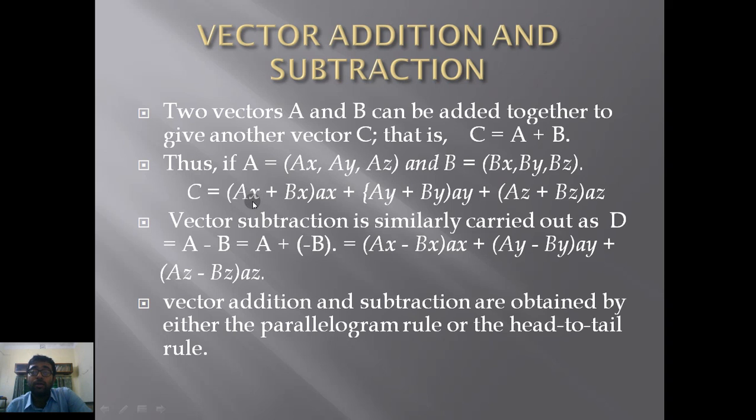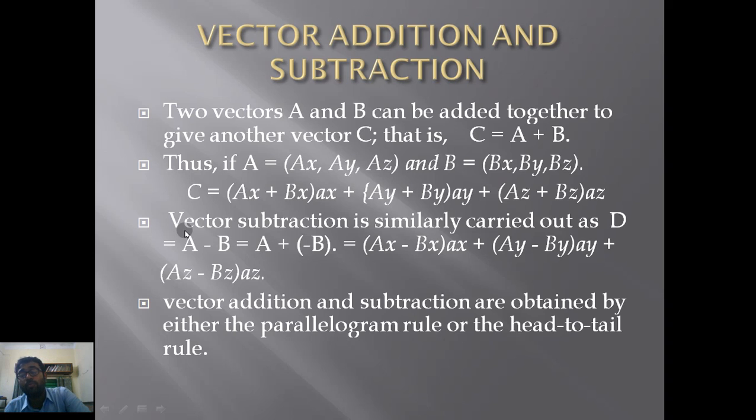We will just add the components along the x-axis. The component of A along the x-axis is A suffix x, and the component of B along the x-axis is B suffix x. We will add both of them, A suffix x plus B suffix x, into the unit vector a suffix x. The same thing will be repeated along the y-axis: the components along the y-axis will be summed up, and likewise along the z-axis, to get the total value. This is the unit vector along the z-axis, this is the unit vector along the y-axis, and this is the unit vector along the x-axis.